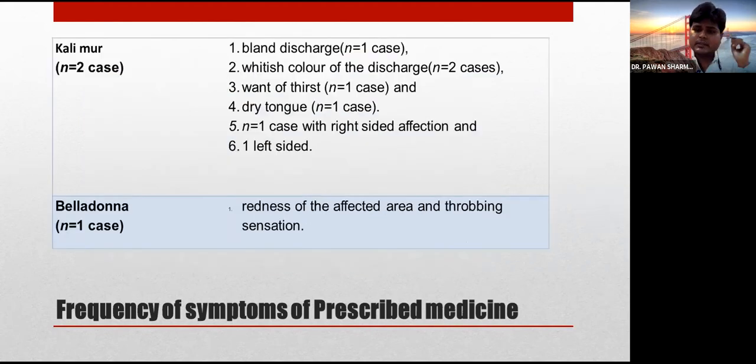In the Kali mur cases, there were 2 cases where I prescribed Kali mur, with bland discharge in 1 case, white color of discharge in both cases, want of thirst in 1 case, dry tongue in 1 case, 1 case with right-sided affection and 1 case with left-sided affection. The Belladonna case was dropped out, and that case was prescribed on the basis of redness of the affected area and throbbing sensation.